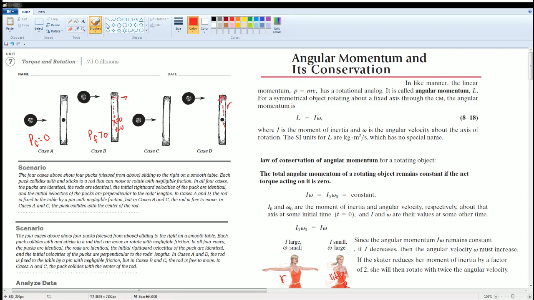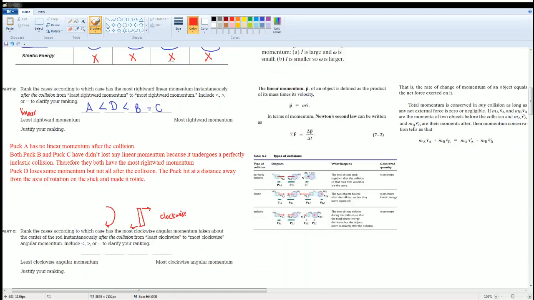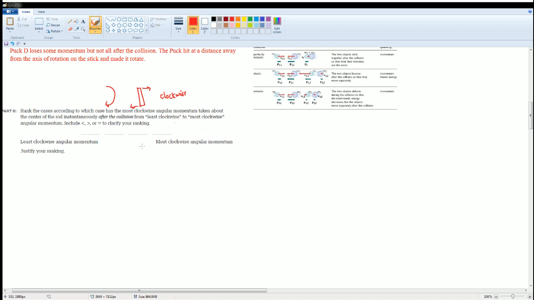If this is the center, notice that there is a force here, right? So here there's a torque that occurs because the puck hits it at a distance r away from the center. Because torque again is r times F. So here I would say who has the most? I would say B and D, and they're the same. They're going to be the same because the r's are the same here.